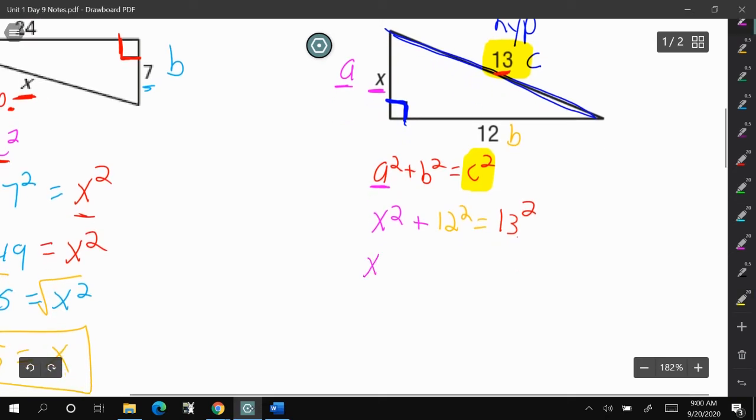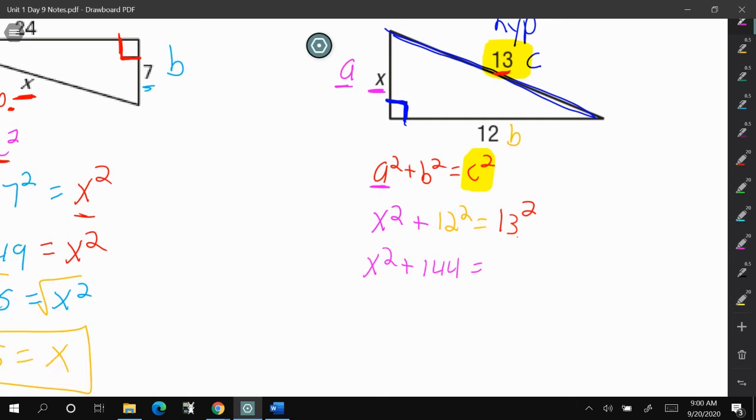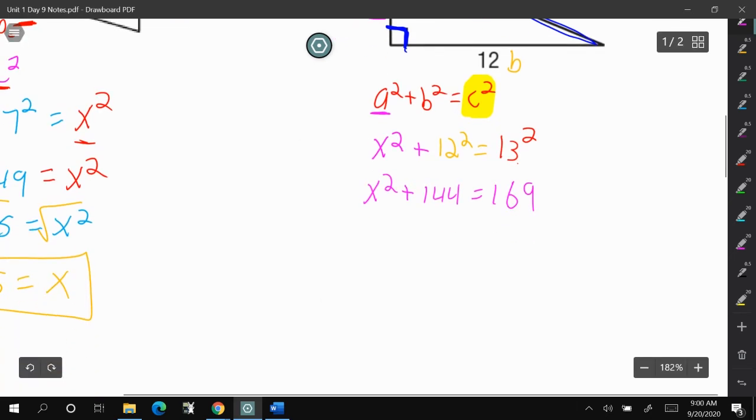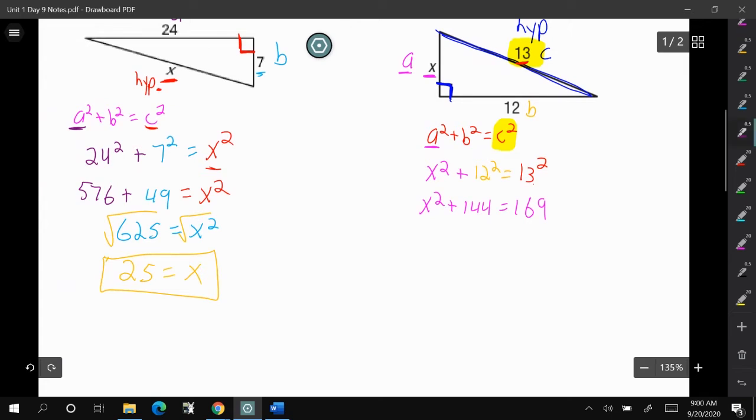So then we'll solve this. We'll have x squared plus 12 squared is 144. And then 13 squared is 169. We'll then subtract 144 from both sides.